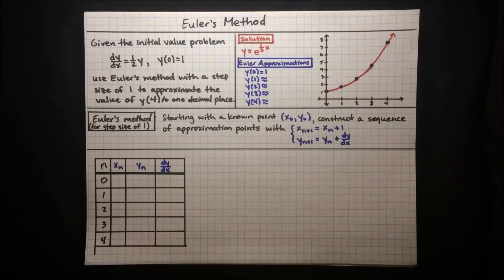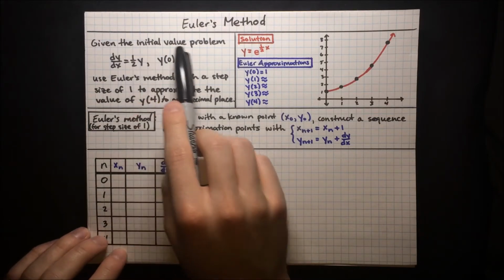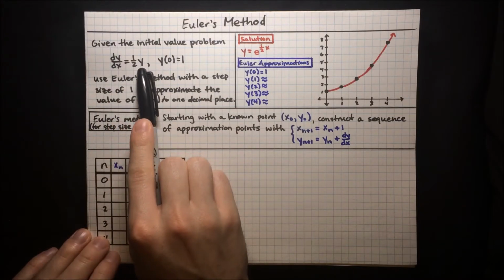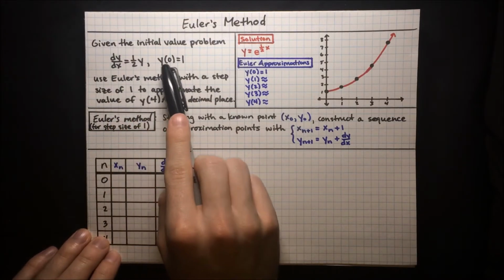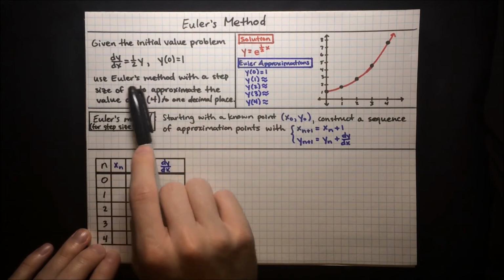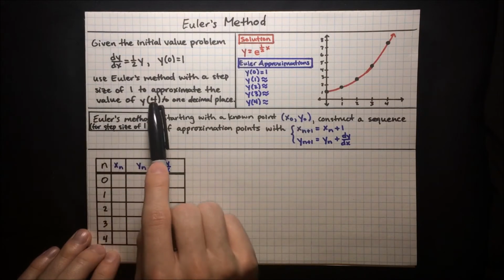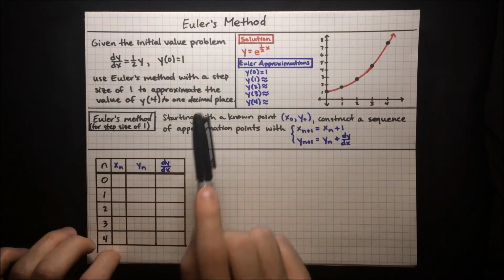In this video, I'm going to show you how to use Euler's method to approximate particular solutions of a differential equation. Here we've got the initial value problem, dy/dx equals a half y, with the initial condition that y of 0 equals 1. And we want to use Euler's method with a step size of 1 to approximate the value of y of 4 to 1 decimal place.